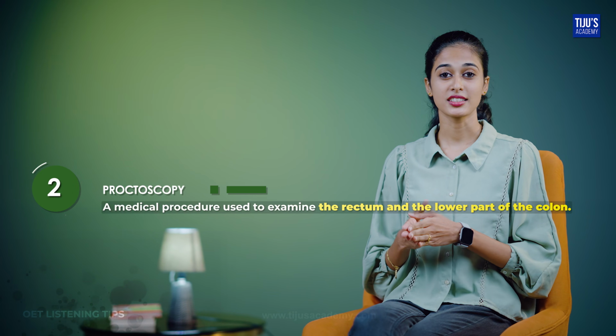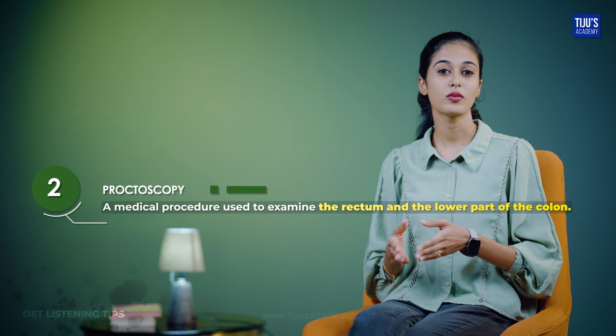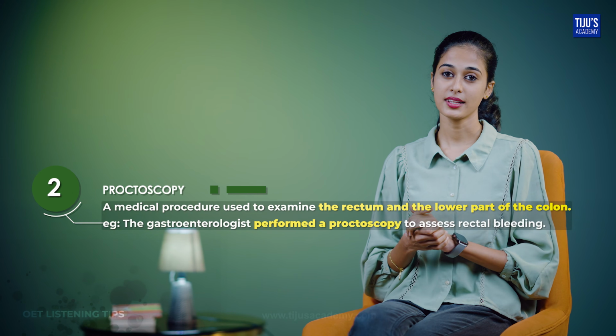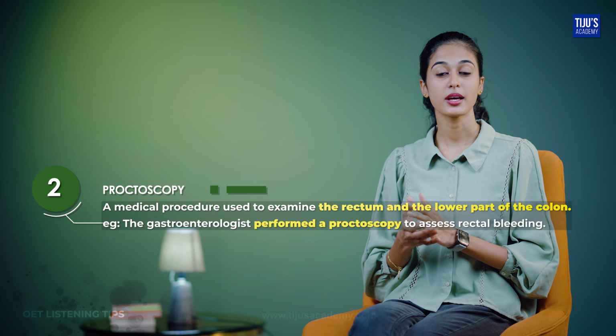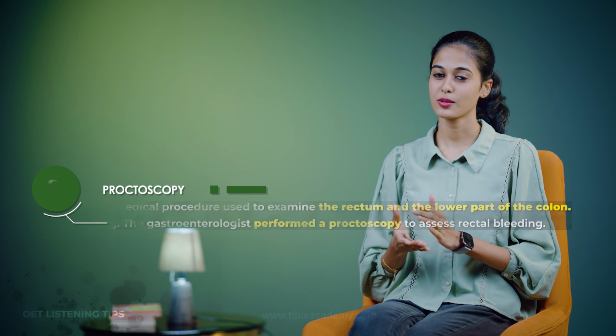Number 2. Proctoscopy. It is a medical procedure used to examine the rectum and the lower part of the colon. For example, the gastroenterologist performed a proctoscopy to assess rectal bleeding.